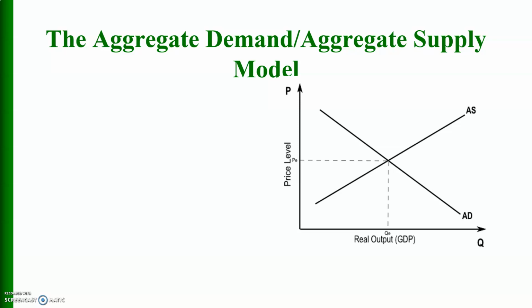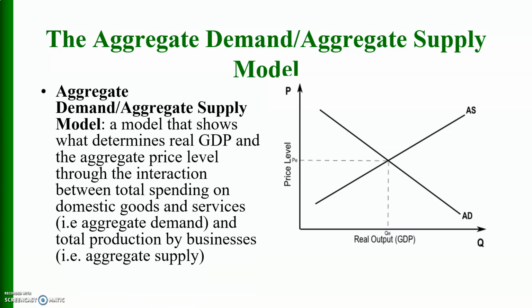Let me start with the aggregate demand and aggregate supply model. If you look at the diagram, there is a downward sloping aggregate demand curve and an upward sloping aggregate supply curve, and the intersection of the two determines real output, that is GDP, and the general price level.